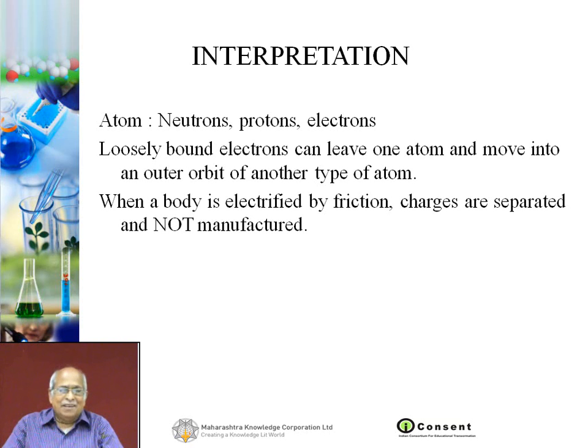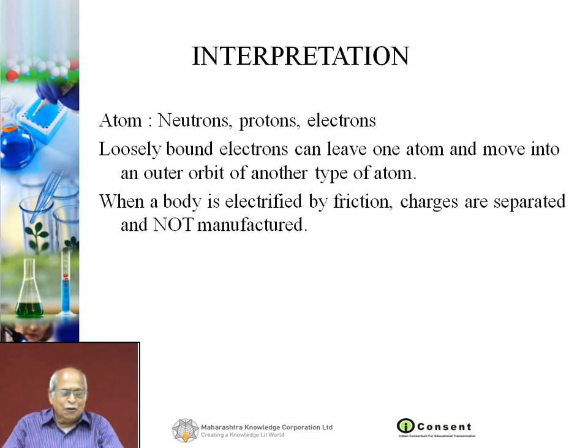So because the atom contains equal number of protons and electrons, it of course means that atom contains equal amount of positive charge in the nucleus and equal amount of negative charge in the form of electrons moving around the nucleus. So normally the atom is electrically neutral.